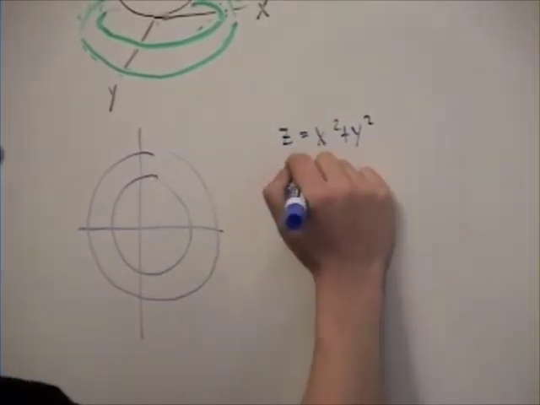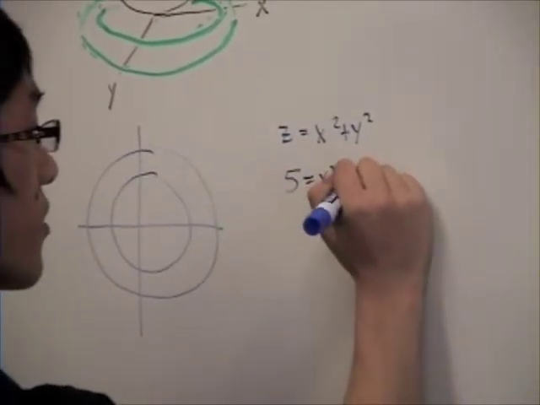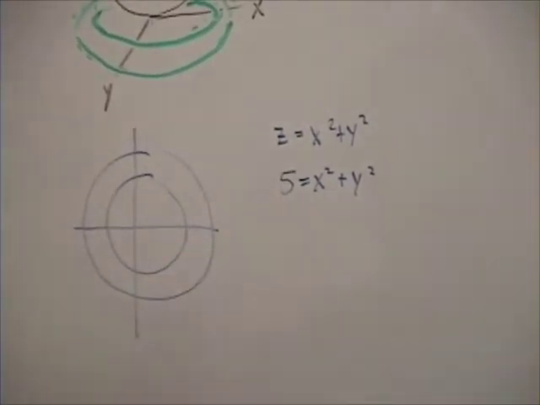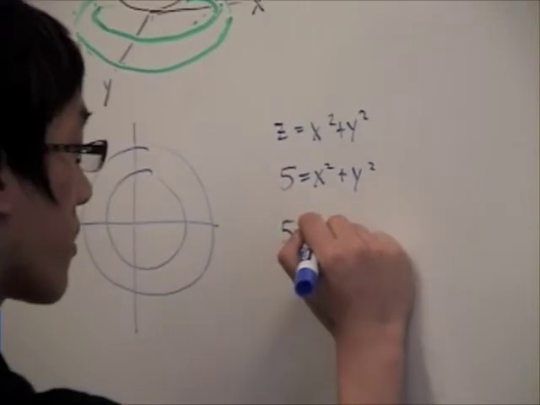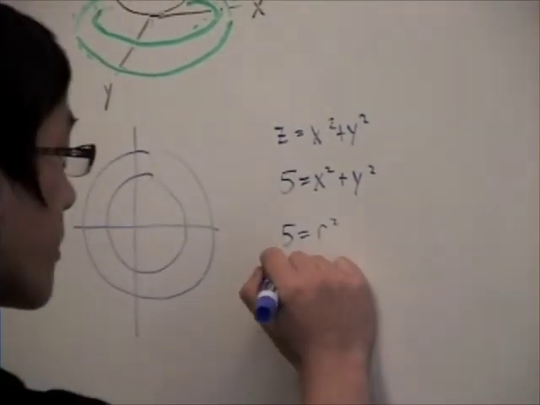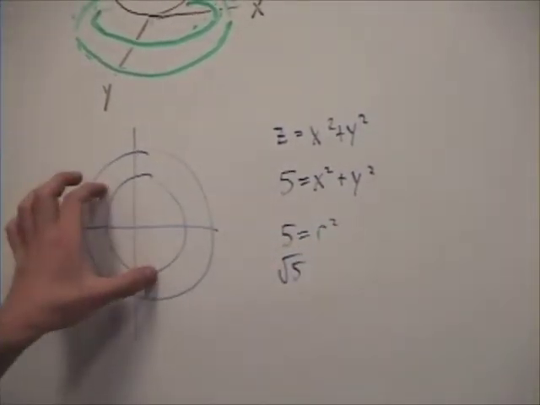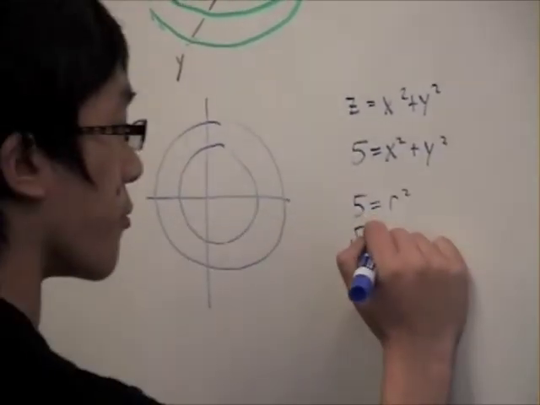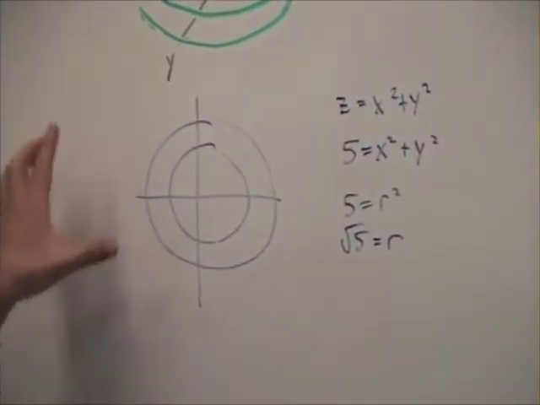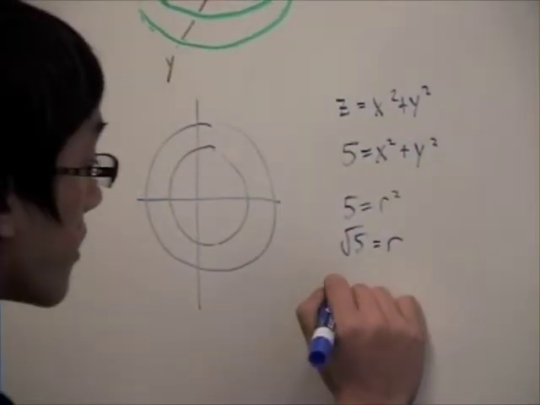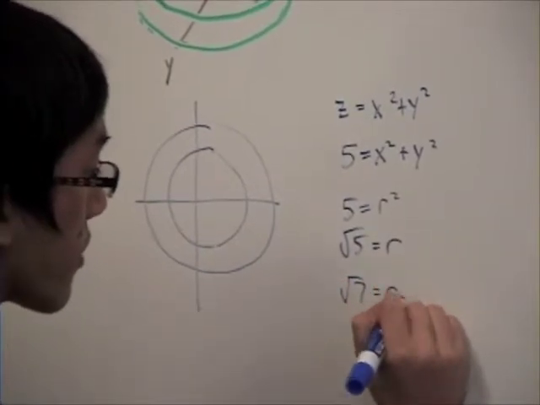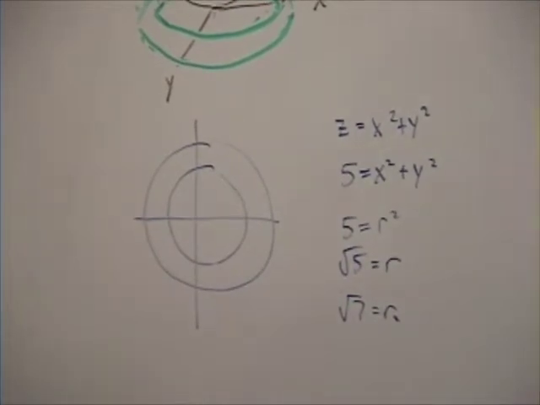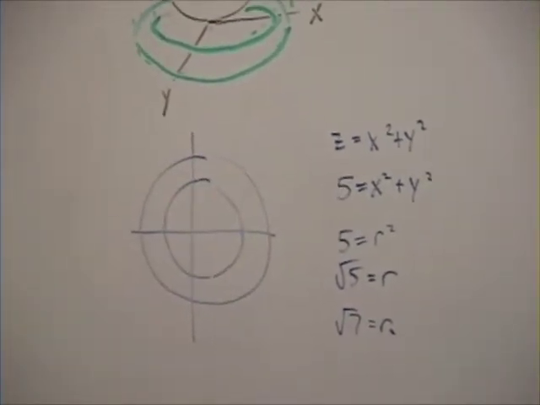If we plug in z equals 5, we can come out with an equation for r. We know x squared plus y squared equals r squared, so we can convert this to polar and get the radius. The shadow of z equals 5 has a radius of root 5. If we do the same thing for the outer one, we can see that it'll be root 7. So these are our two shadows, and we will use them for the limits of our integration after we convert the integral to polar.